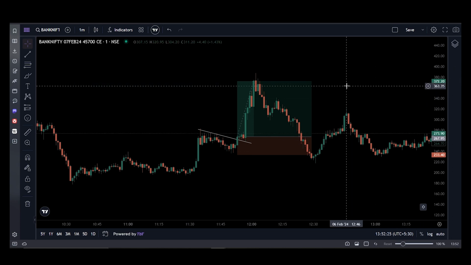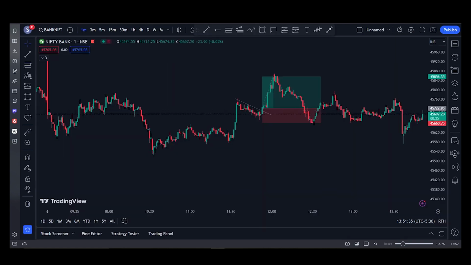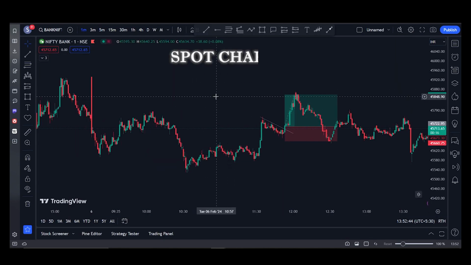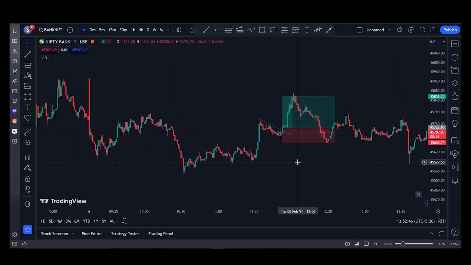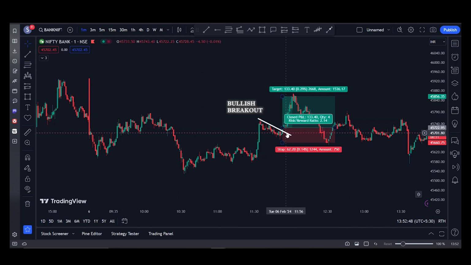So without any further ado, let's jump into the spot chart and analyze what my thought process was and how my bias changed from bearish to bullish in order to take this trade. So this is the spot chart. Here you can see that I placed my entries soon after this bullish breakout.